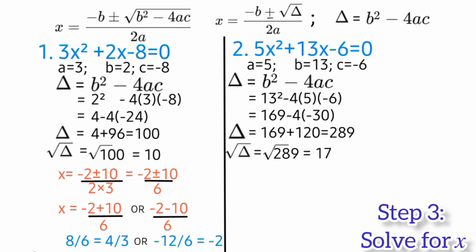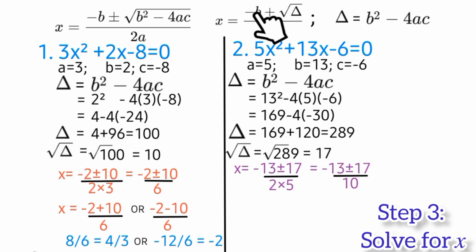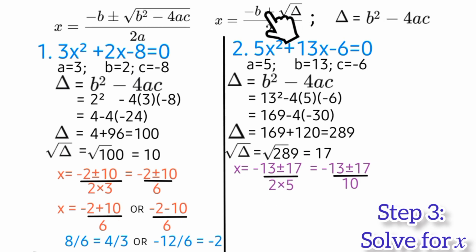So for x, x will be equal to minus b. The b value is 13, so we have minus 13 plus or minus the square root of the discriminant, which gives 17, all over 2 times a.